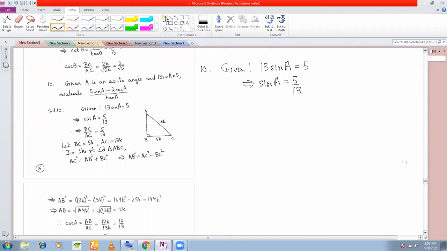Now you draw a right angle triangle. What do you have to find here? Just see, you have to find cos A and tan A. This is unknown to us. Sine A we already know. Cos A is unknown. Tan A is also unknown. So let's find out with the help of a right angle triangle.